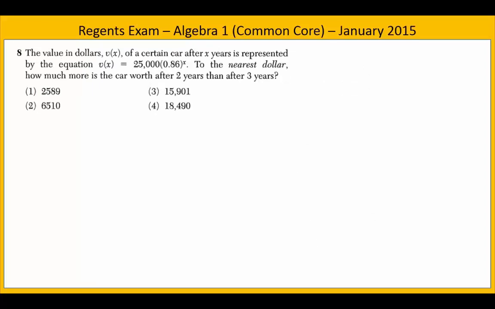In problem number 8, we're told the value of a car is given by the equation v of x is $25,000 times 0.86 to the x. To the nearest dollar, how much more is the car worth after 2 years than after 3 years? That's an important thing to look at. Read the question carefully because we want to make sure we answer the question that's being asked. How much more is the car worth after 2 years than after 3 years?